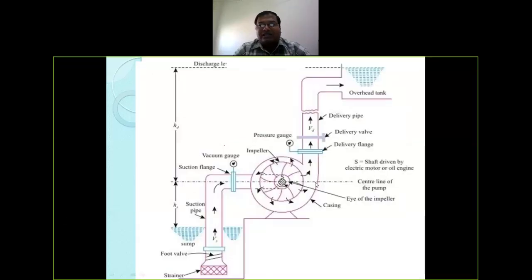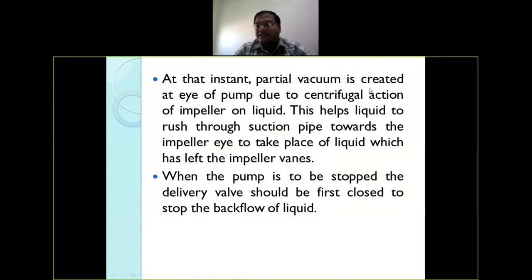But when this process is happening, partial vacuum is created because of the centrifugal action of the impeller on the liquid, which helps liquid to rush through the suction pipe. In which direction? Toward the suction pipe and towards the impeller eye, just to take up the place of liquid which is already left from the impeller vents. Okay, so this is the working principle of centrifugal pump.